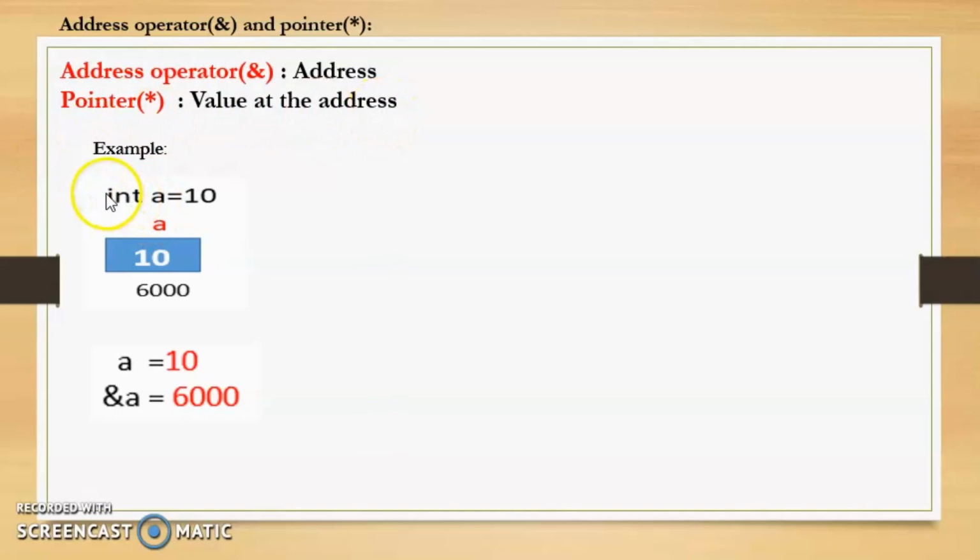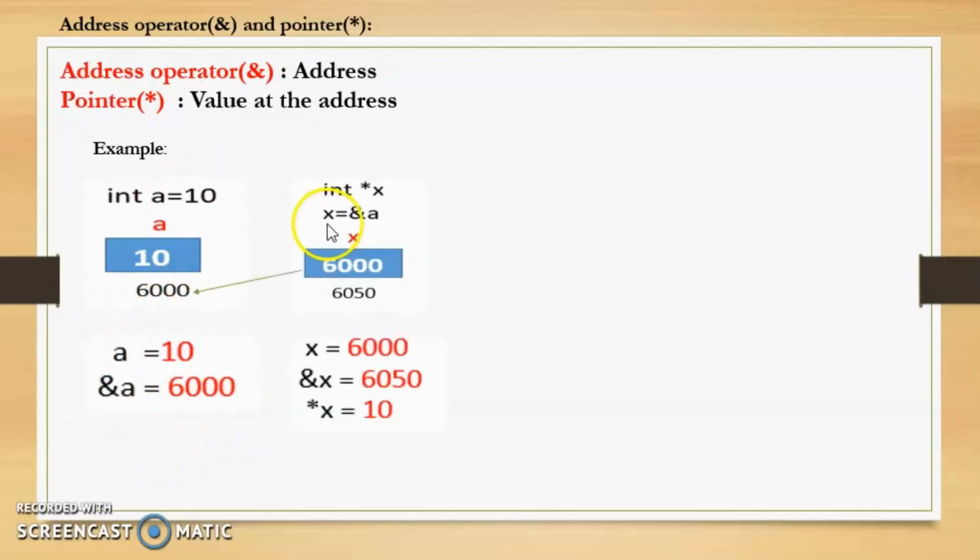Now we know that whenever we declare any variable, it will be stored in the memory at a particular address. Say for example, we have declared an integer variable a and we have assigned the value 10 to a. Then a will be stored at a particular address inside the memory. Consider the address of a is 6000 and we have assigned the value 10 to a. So a will hold the value 10. If we print a, we will get the answer as 10 because the value 10 was assigned to a. And if we print ampersand a, it will print the address of a. Over here the address of a was 6000, so it will print 6000.